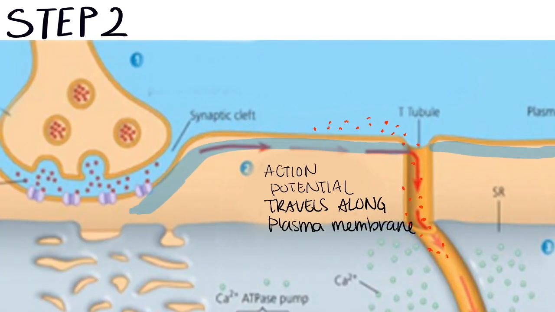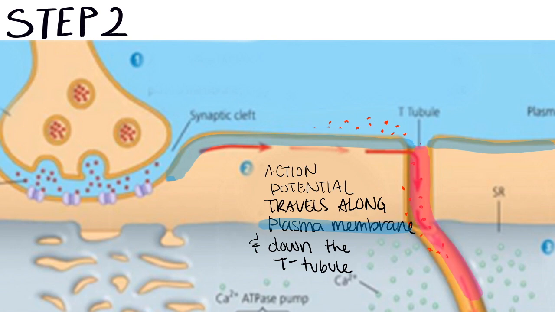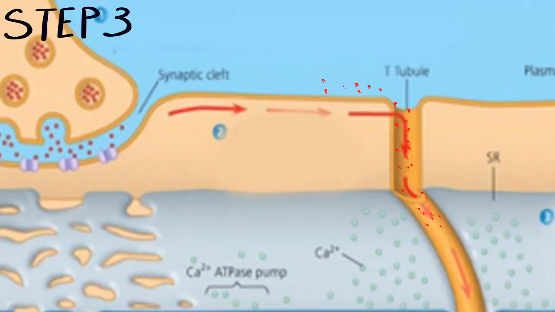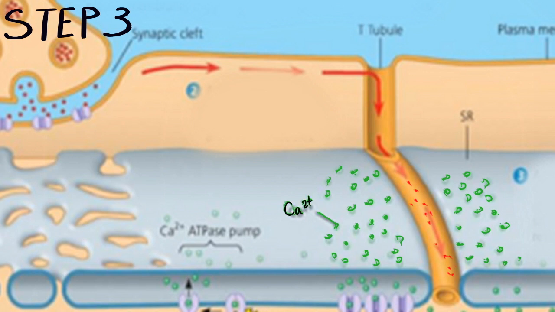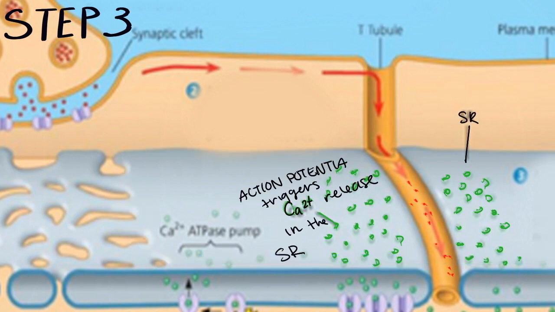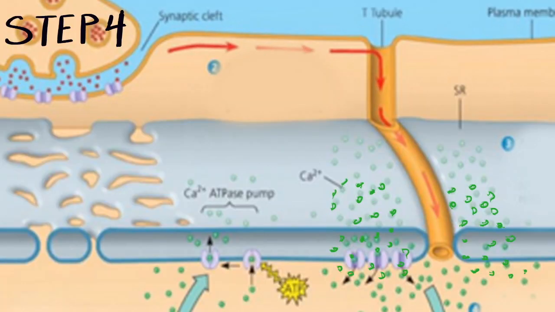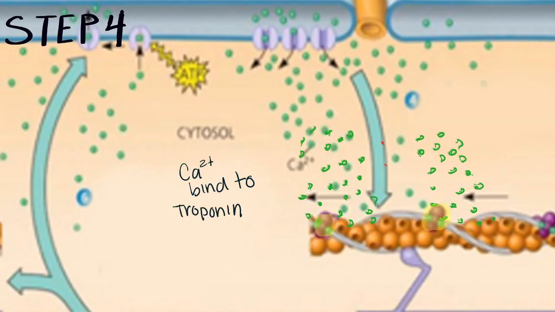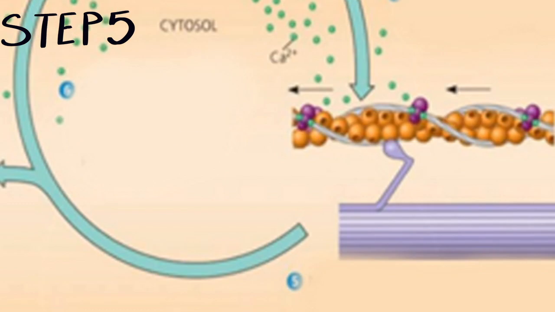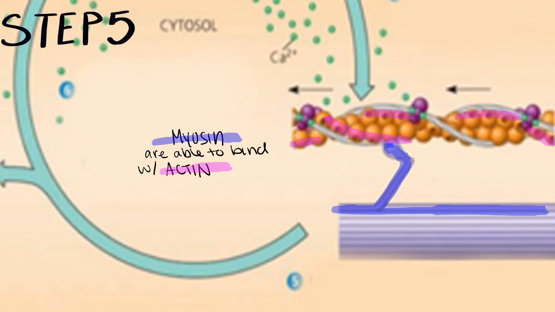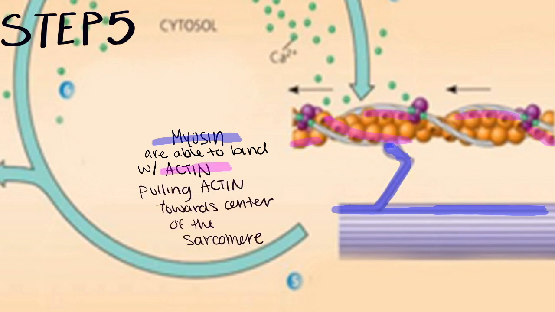Action potential travels along the plasma membrane and down the T-tubule. Action potential triggers the release of calcium ions from the sarcoplasmic reticulum, which occurs through facilitated diffusion. Then calcium ions bind to troponin, and the actin and the myosin binding sites are exposed. Then, myosin cross-bridges alternately attach to actin and detach, pulling thin filaments towards the center of the sarcomere. ATP powers this process.